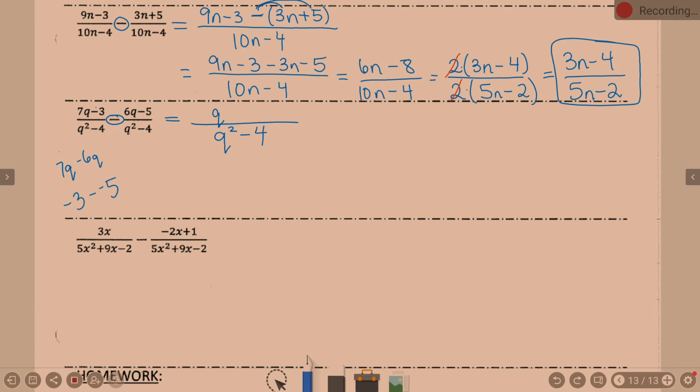It's -3 minus -5. I say keep, change, opposite. Keep, change, flip. I don't know what everyone learns these days. So -3 plus 5 is 2. And what kind of 2 is that? A positive 2. So then I have q plus 2 over q squared minus 4.